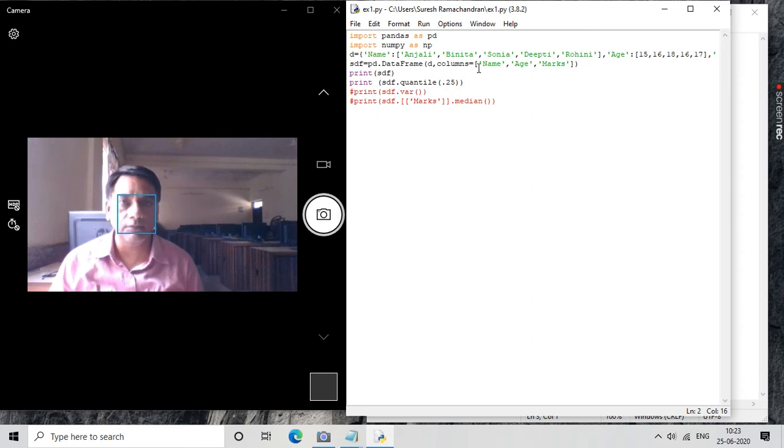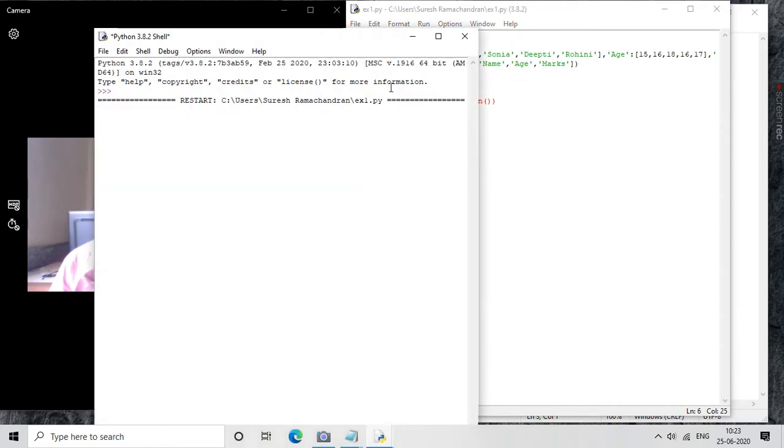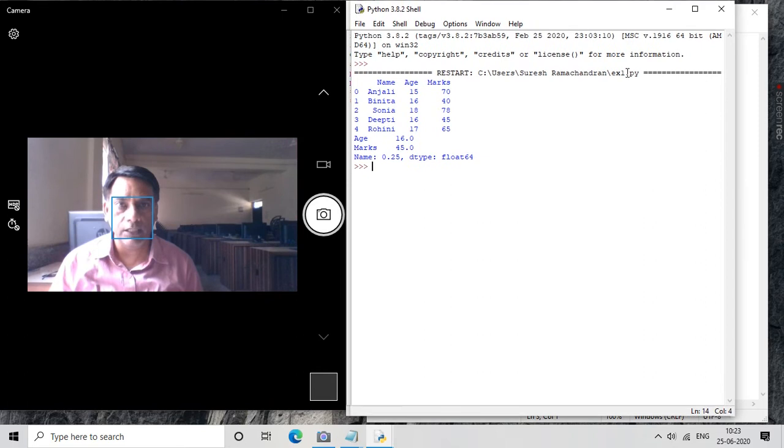All these three columns are converted into a data frame. This line converts the entire data into a data frame, and then I'm going to print this data frame, and this line takes a sampling of 25% of the data in age and marks. So if I run this program, you can see this is the output of the program. You can see here there are two values, 16 and 45. 16 is for age and 45 is for marks.